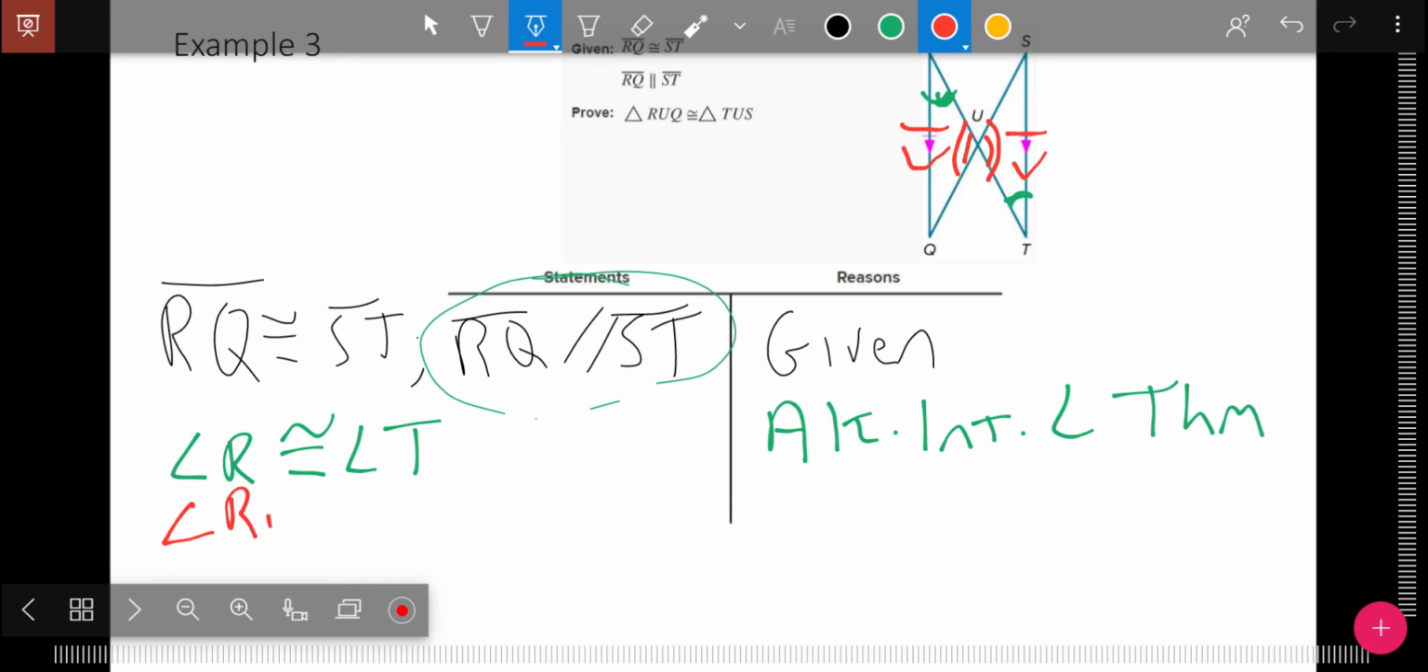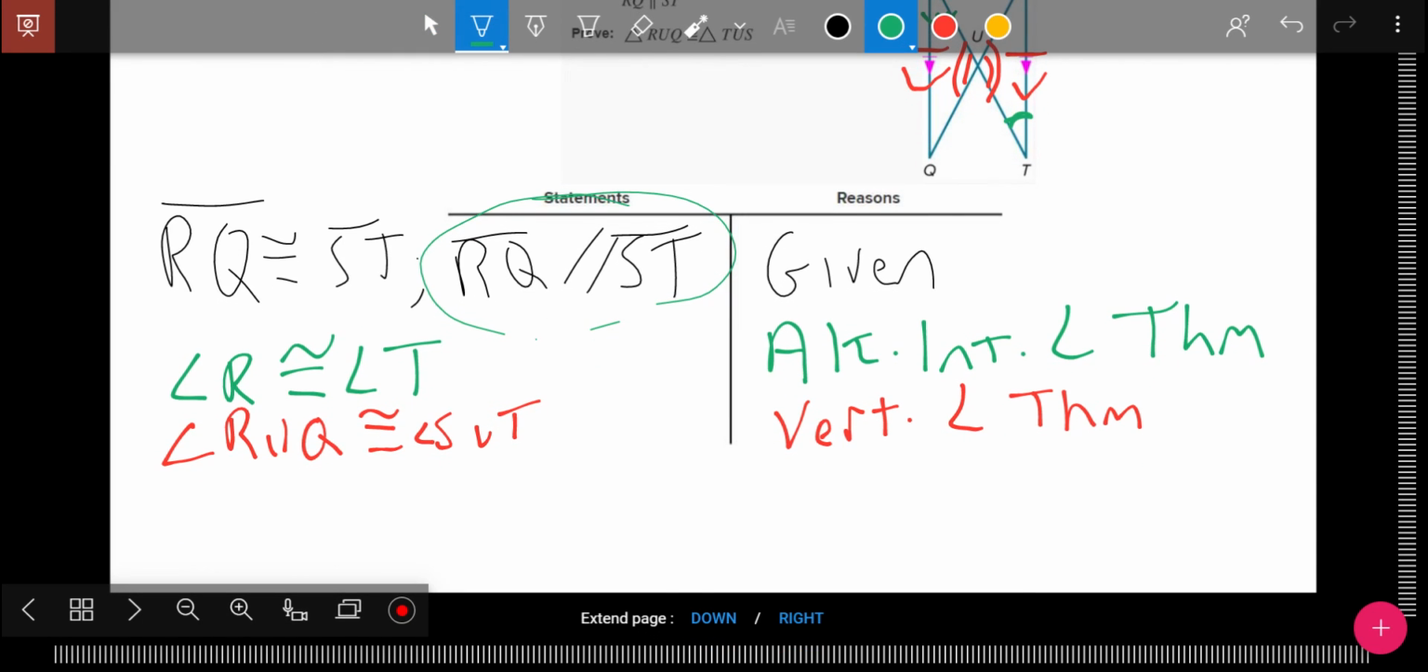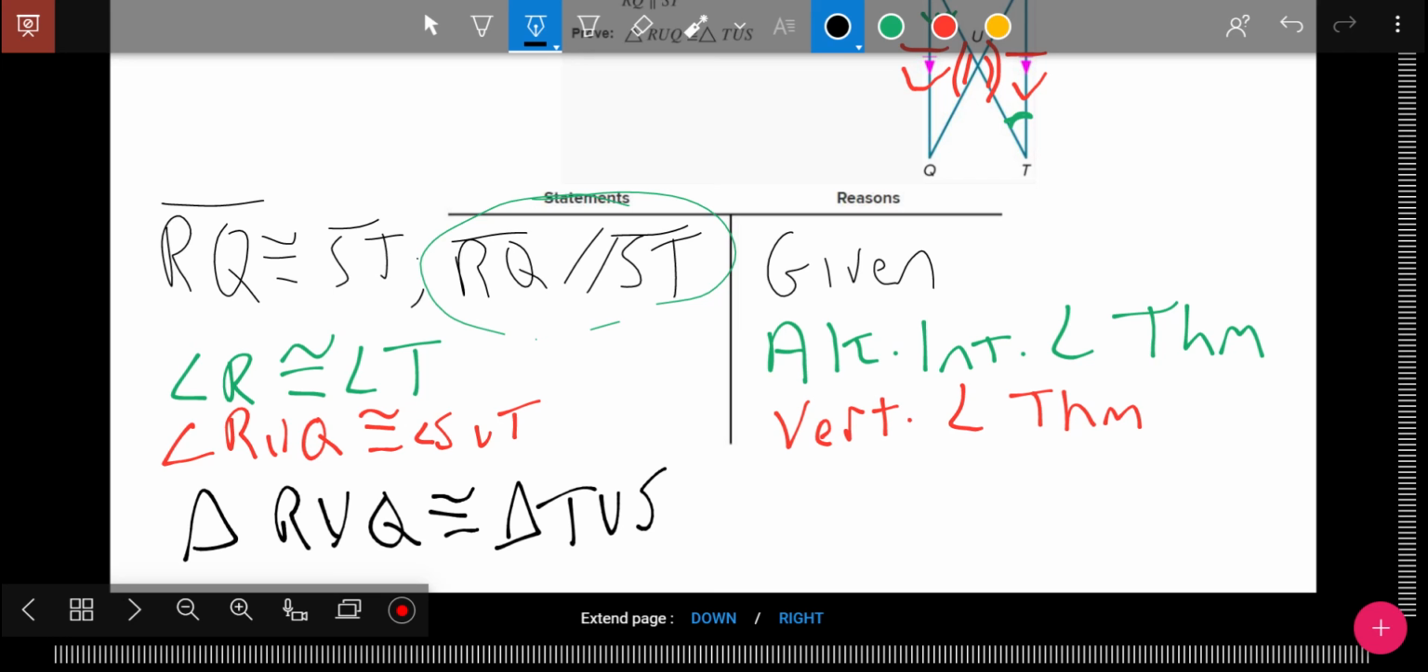Angle RUQ on the left is congruent to angle SUT on the right because they're vertical angles, which is the vertical angle theorem. And now do I have enough to say the triangles are congruent? And if you did it like I did it, then you would, and you would have triangle RUQ is congruent to triangle TUS, and that would be angle, angle, side.